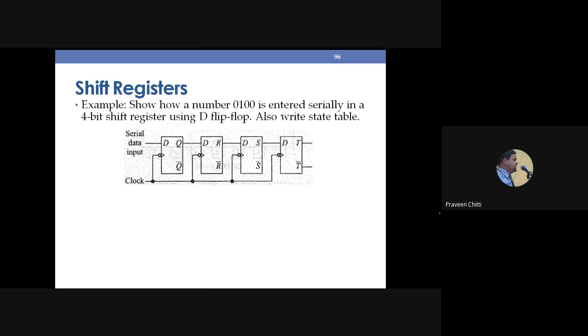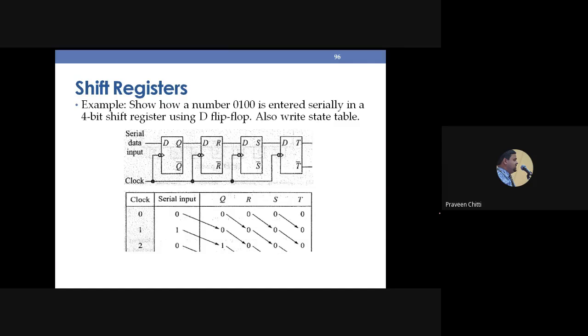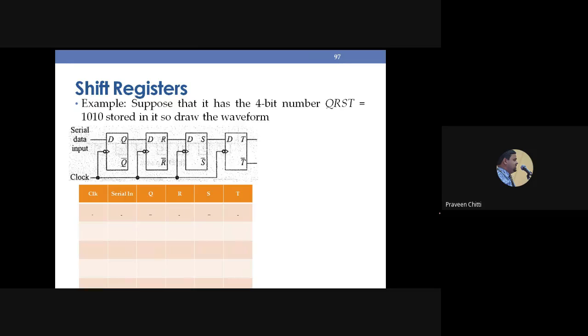This you can do as homework. One example is given here. I'll share these PPTs with you at the end of the class. So I want you to do this. In fact, everything is explained, just go through it. The only difference here is that we have used a negative edge triggered clock, serial in, serial out. Some of the examples are given, and they are self-explanatory. You can go through them. I will not spend time on these.